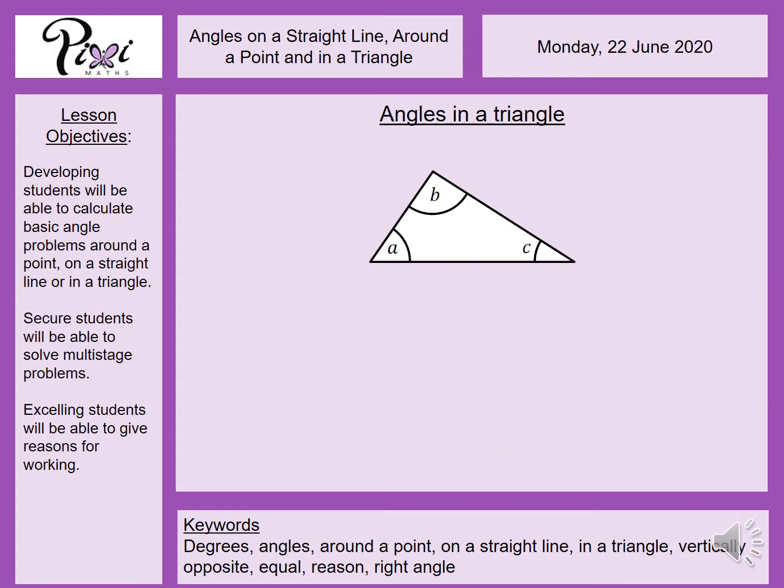Okay, angles in a triangle. So last lesson we saw that if we add up all of the angles in a triangle, we get 180 degrees. So in this case, A add B add C equals 180. We can see that if we take them out and put them together, we get angles on a straight line. So it makes sense that they're the same.